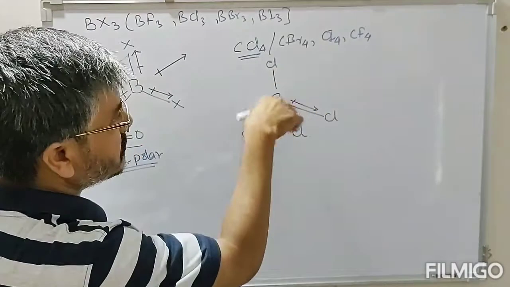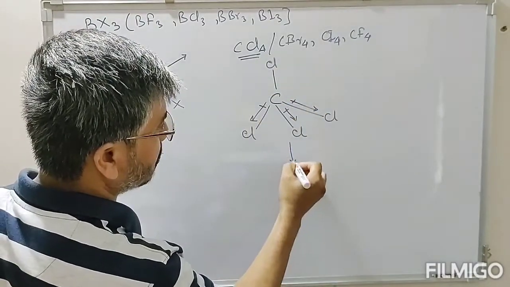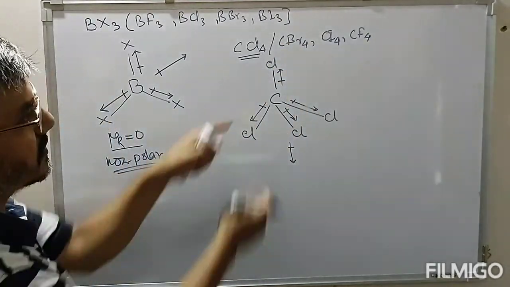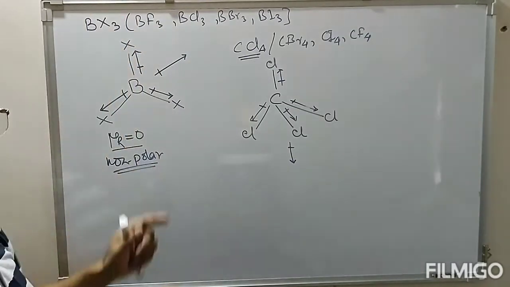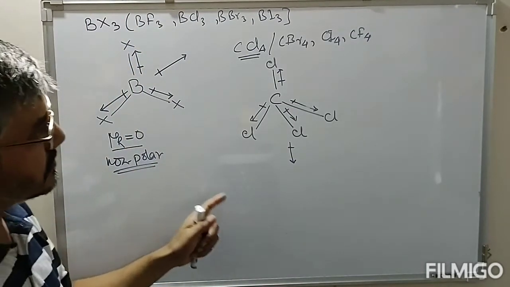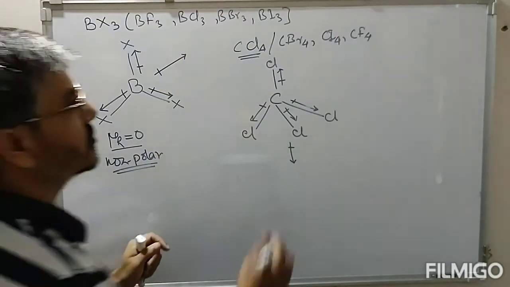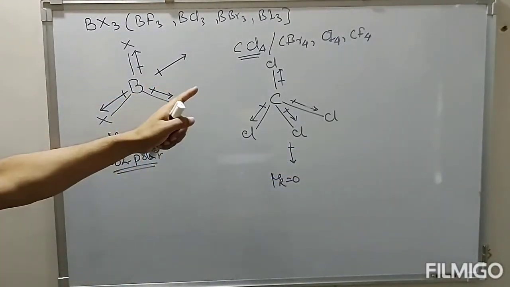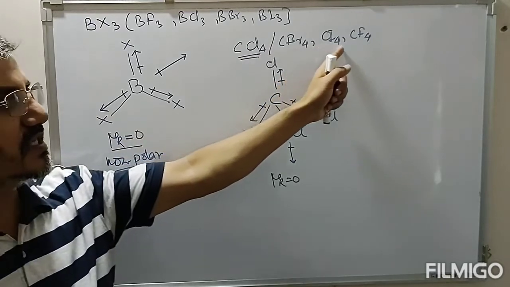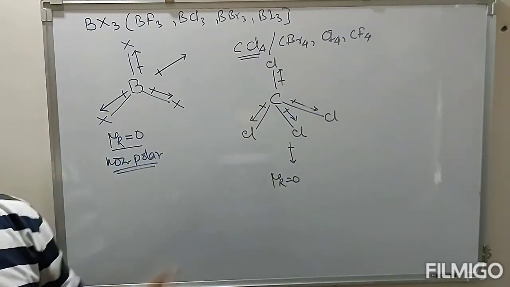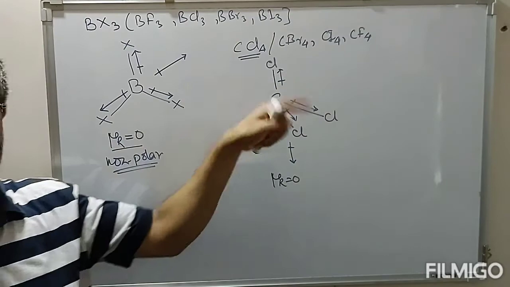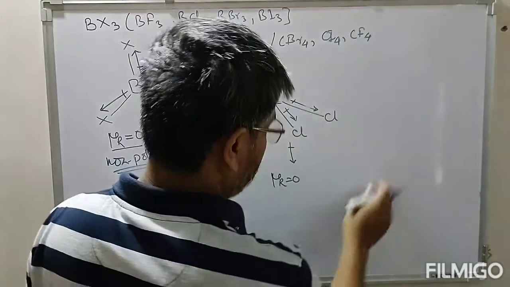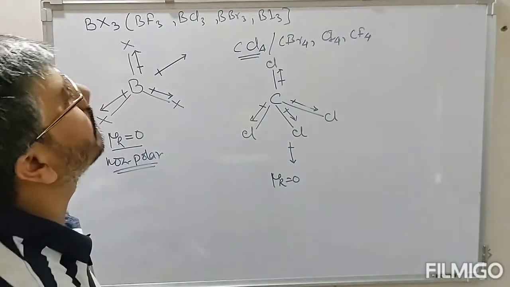So the resultant of these 3 carbon halogen bonds is downward, whereas we have 1 carbon halogen bond upward. So these 2 dipoles are in opposite direction. Since these are in opposite direction, the resultant is 0. So CCl4, CBr4, CI4, CF4, these are non-polar molecules, though the molecule contains 4 dipoles. Similarly, we can have some more examples.